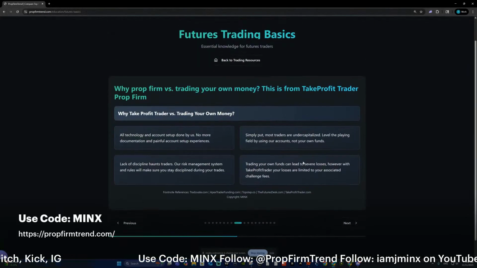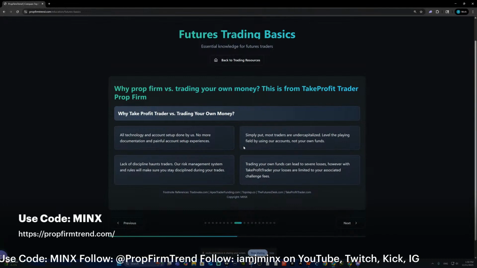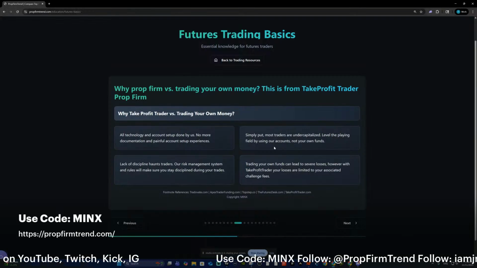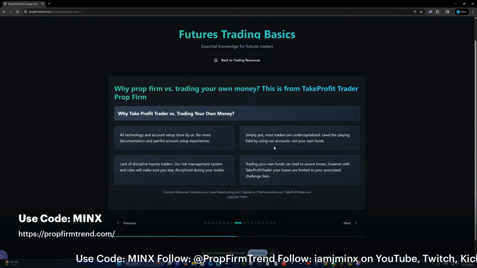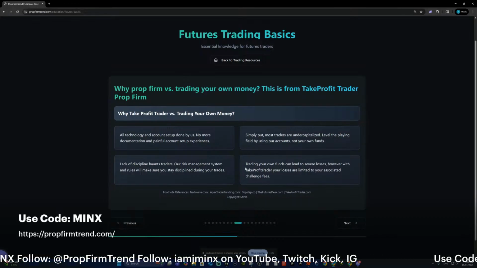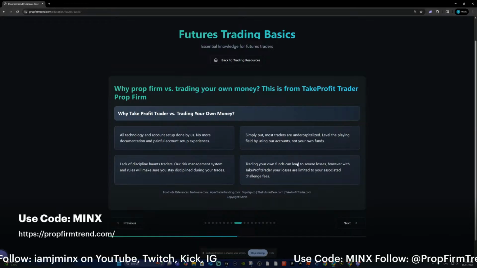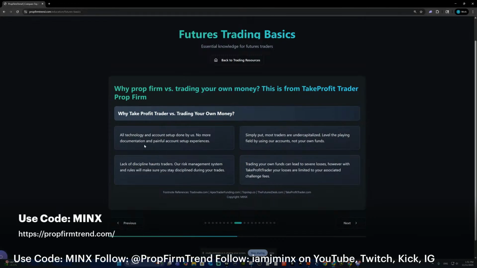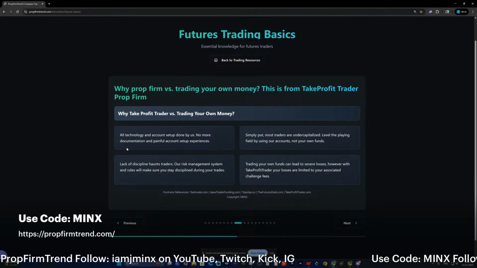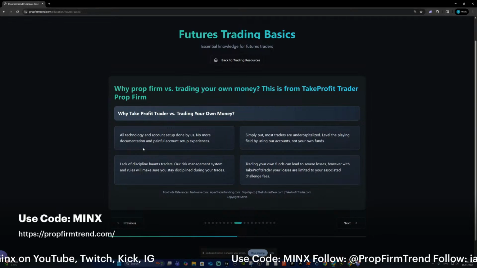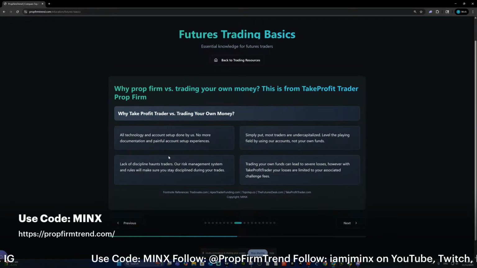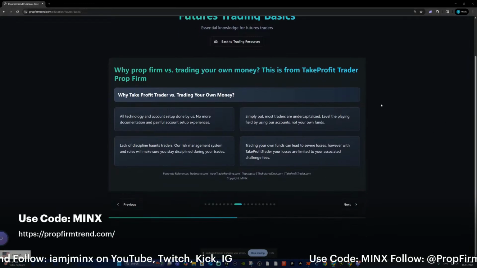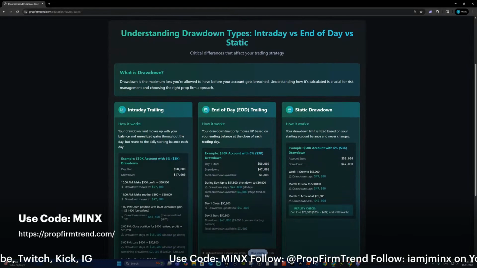Okay, so why prop firm versus trading your own money? This is from Take Profit Trader. Simply put, most traders are undercapitalized, and it's also leverage. So you level the playing field by using their accounts, not your own funds. Trading your own funds can lead to severe losses. However, with the prop firm, your losses are limited to your associated challenge fees. All technology and account setup is done by them. No more documentation and painful account setup experiences. Also, lack of discipline haunts traders, but the risk management system and rules will make sure you stay disciplined during the trades.